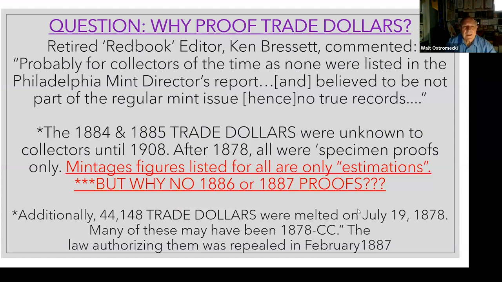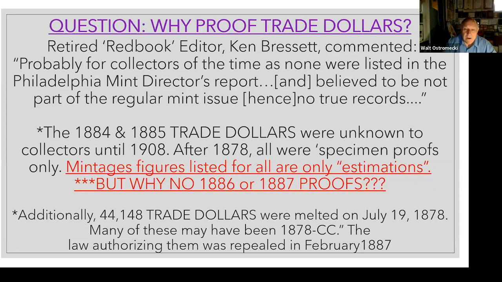And so, just ask, why the proof trade dollars? Well, retired Red Book editor Ken Brissett commented, probably for collectors. There were numismatists around at this time, though none were listed in the Philadelphia Mint Director's Report, and they are believed to be not part of the regular mint issue. So you cannot say they were put in with it, but there are no true records, so they could be. The 1884 and 1885 proof trade dollars were unknown to collectors until 1908. After 1878, all trade dollars are specimen proofs, and they're called specimen proofs, which is kind of interesting in the title. The mintage figures listed are only estimations.